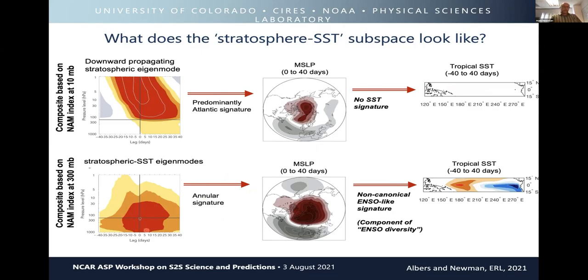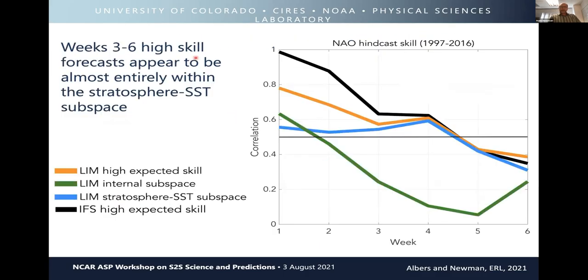On the other hand, if we do the same thing, but do a composite lower down at 300 millibars, we find a structure which is much more of a blend. Although there's some of this downward propagating component, it's not so important as other modes, which represent an SST signal, more of a projection on the non-canonical ENSO, more of a central Pacific anomaly. And the NAO structure is much more annular-like. And in fact, what we find is that the week 3 to 6 high skill forecasts are almost entirely within this joint stratosphere SST subspace. Again, I remind you, the black line is the IFS high expected skill.